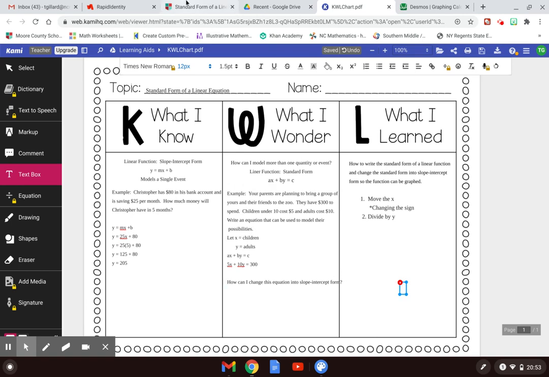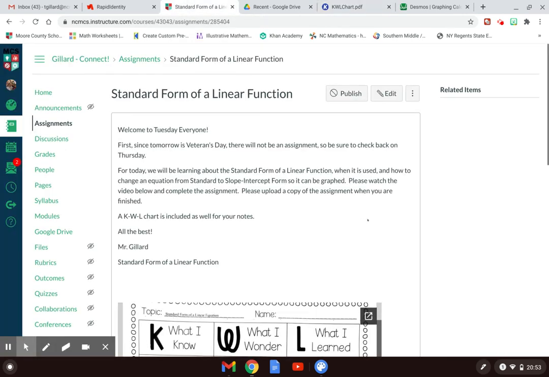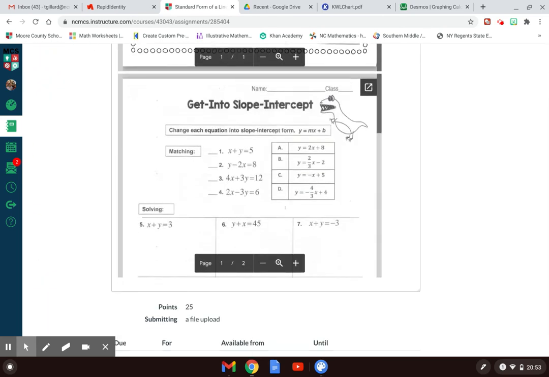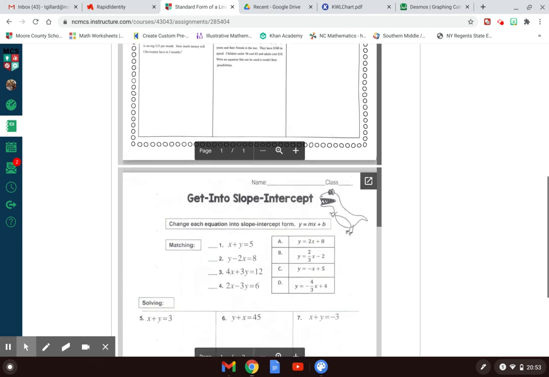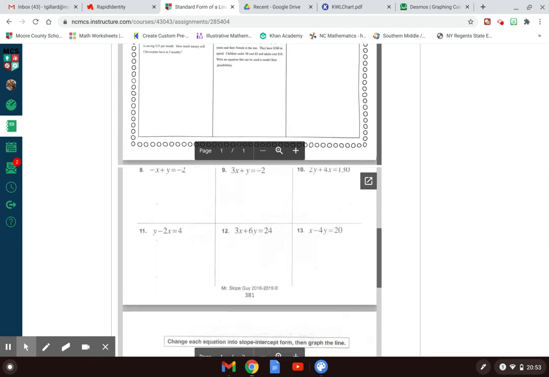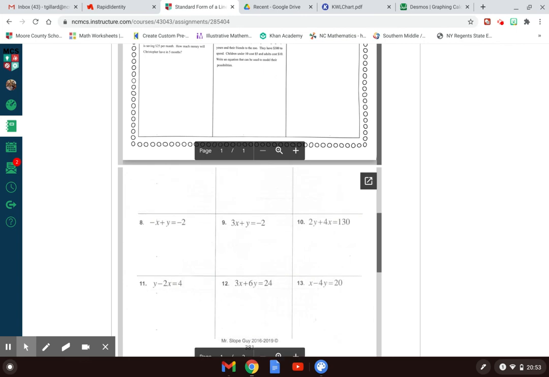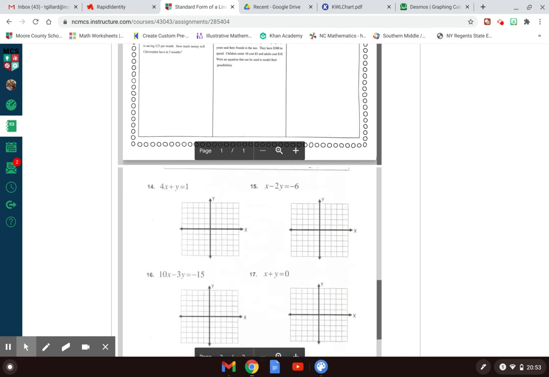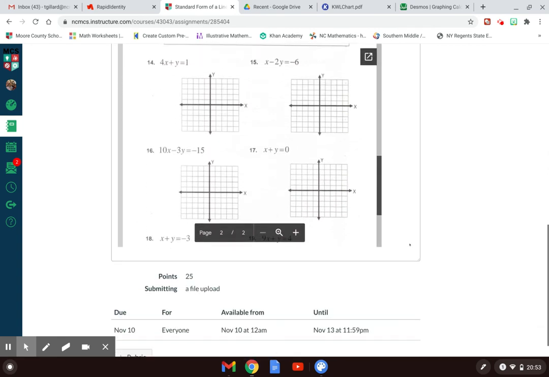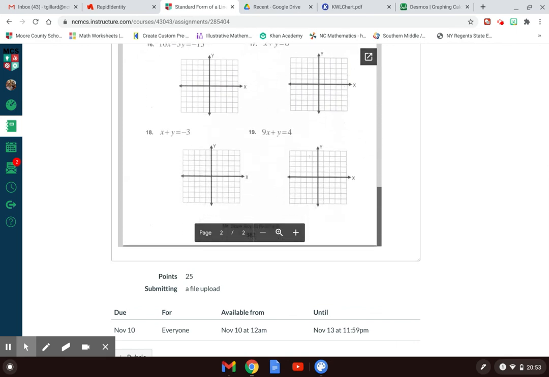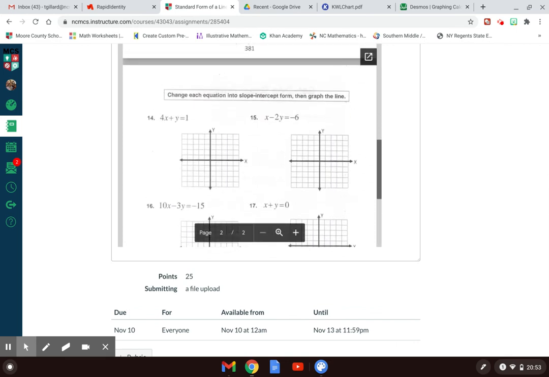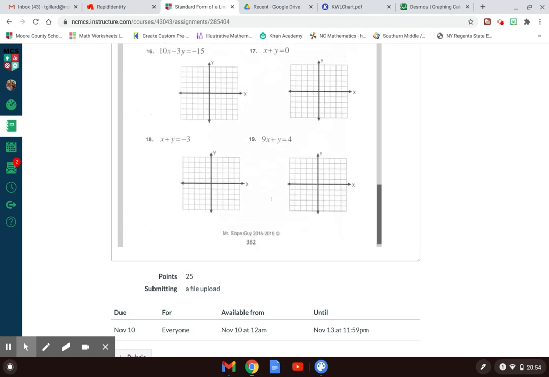So what I would like for you to do for your assignment is right here we have the get into slope-intercept form sheet. So there's a total on the front. There's 2 sides to it, 1 through 13. You're just simply changing the equations from standard form into slope-intercept form. And then hopefully you've still got some graph paper that you can graph these equations here. So what you need to do here is to change it into slope-intercept form and then graph the line, okay? So that's what we've got for today.